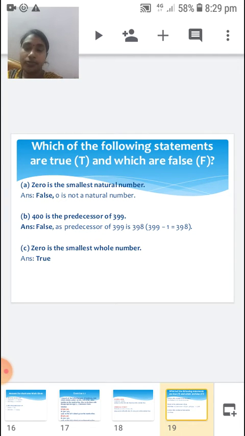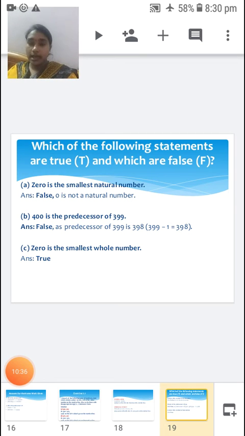The first sum, 0 is the smallest natural number. So let me repeat the question. 0 is the smallest natural number. So since 0 is not a natural number, the answer is false. So where does 0 come? 0 usually comes in whole numbers. The natural numbers always start with 1. So the answer is false. So the statement will be like this. False. 0 is not a natural number. Okay, children?